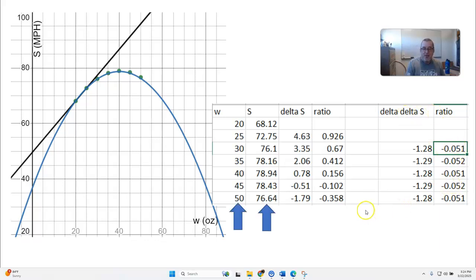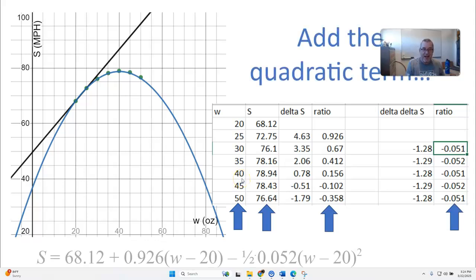And so I guess I had some arrows there to point out everything I just said. But now we're going to add that quadratic term. So there's that initial linear stuff starting at 68.12. Starting meaning referencing 20-ounce bats.